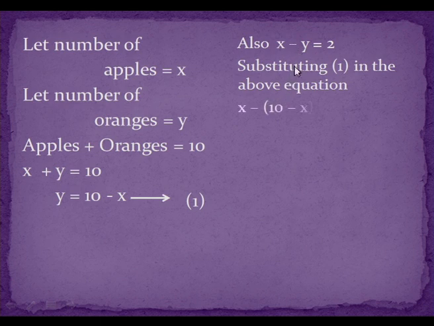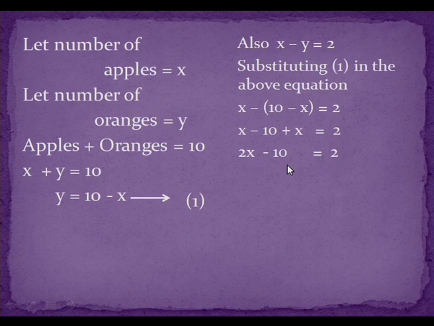Then, wherever we find y, we are replacing this y with 10 minus x. So, I get the equation as x minus (10 minus x) is equal to 2. Now, when we open up the brackets, I get x minus 10, minus into minus gives me plus x. So, x plus x gives me 2x minus 10. So, I get 2x minus 10 is equal to 2.